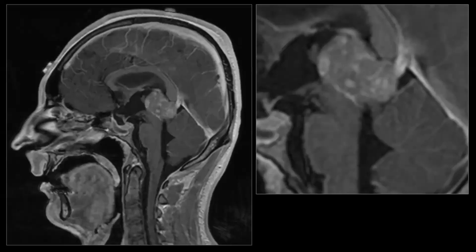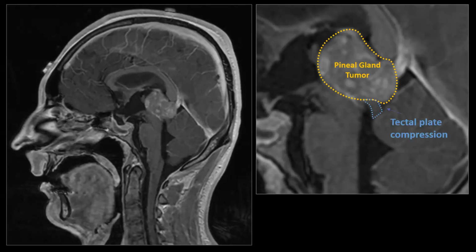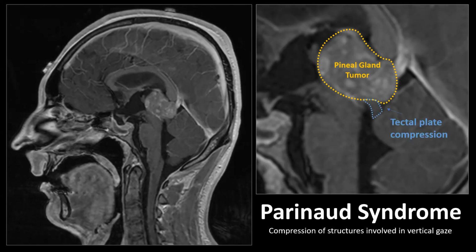Okay, I already told you about the Parinaud syndrome. This is an example. This is a very large pineal gland tumor compressing the tectal plate. This causes Parinaud syndrome in a lot of cases. And what is Parinaud syndrome? It's basically vertical gaze palsy. Patients with Parinaud syndrome cannot look up when asked to do so.